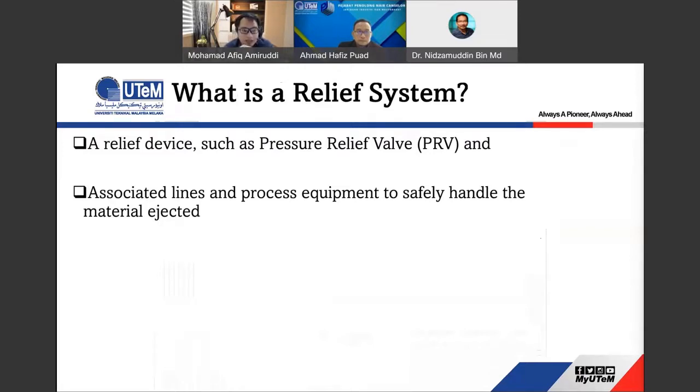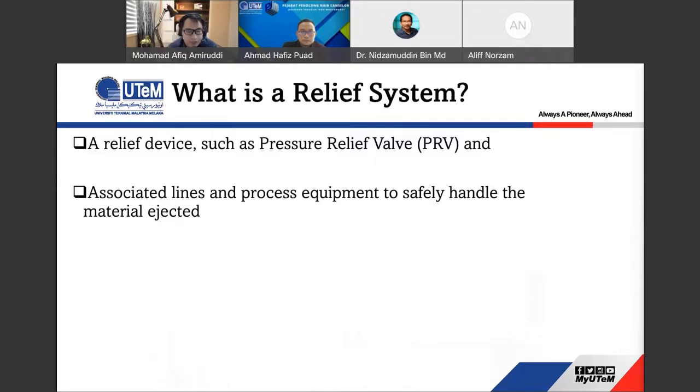The relief system includes associated lines and process equipment to safely handle the material ejected. If the material is overpressured, if the parameter inside the pressure vessel, inside the container or anything, is higher than the design parameter, we have to eject the material. We want to reduce the pressure inside it. That's why we have to install a relief device, such as a pressure relief valve or pressure safety valve.